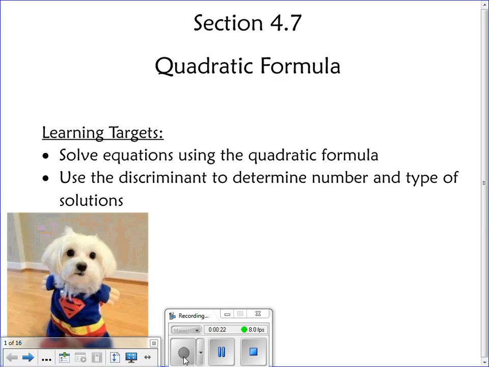All right, quadratic formula. We're going to learn the formula today, so the first learning target is solving using the formula. Tomorrow we're going to focus on the discriminant, which is part of the formula, and what we can do with that. My advanced class really liked learning the discriminant because it helped them in other areas, and it will help them with their test today. Yours won't be until next week sometime, probably.